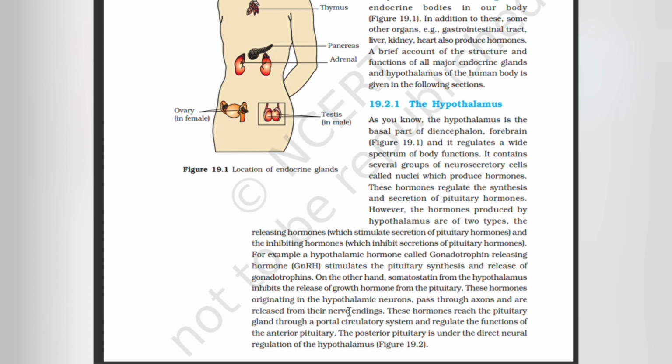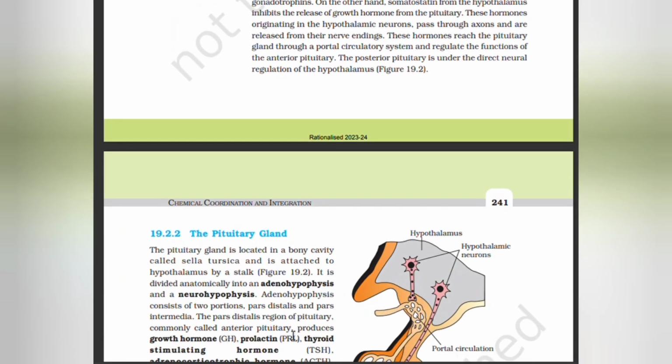These hormones originating in the hypothalamic neurons pass through axons and are released from the nerve endings. These hormones reach the pituitary gland through a portal circulatory system and regulate the functions of the anterior pituitary. The posterior pituitary is under the direct neural regulation of the hypothalamus.